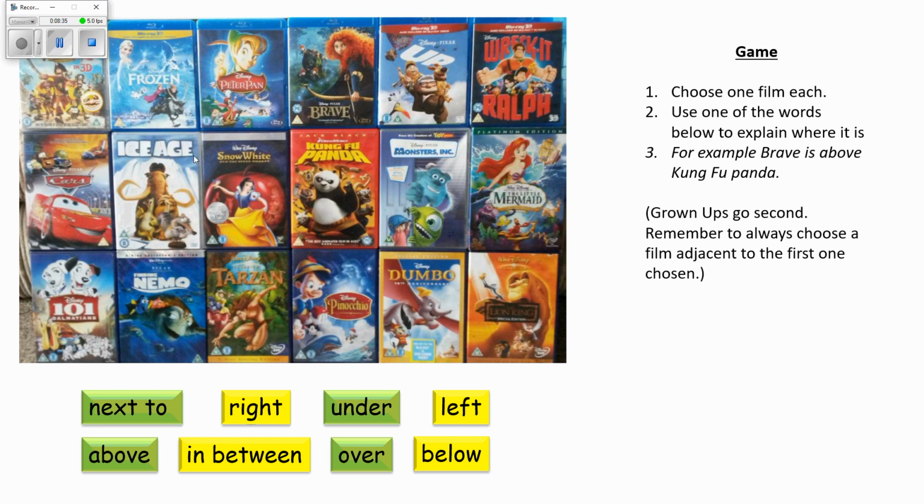And grown-ups, you need to go second, obviously, because children should always go first. And you always need to choose a film that is adjacent, which means above, below, next, left or right to the first one that is being chosen. Okay, so enjoy the game and pause the video until you're ready to move.